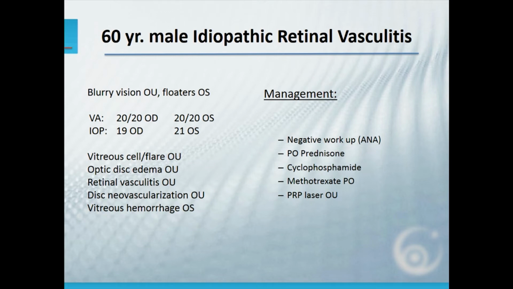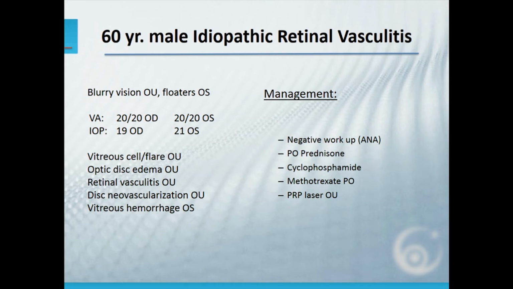The first case is a 60-year-old male with idiopathic retinal vasculitis. He presented with blurred vision in both eyes and floaters in his left eye due to retinal vasculitis. His acuity was 20/20 in both eyes, and his pressures were 19 and 21. His examination showed vitreous inflammation, disc swelling, retinal vasculitis confirmed angiographically, disc neovascularization, and vitreous bleeding.